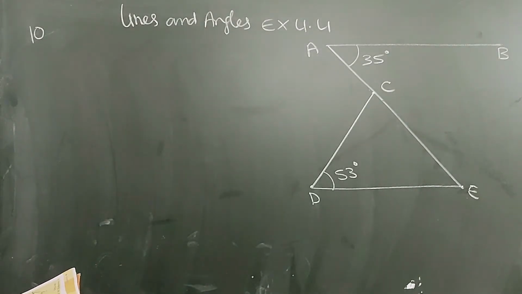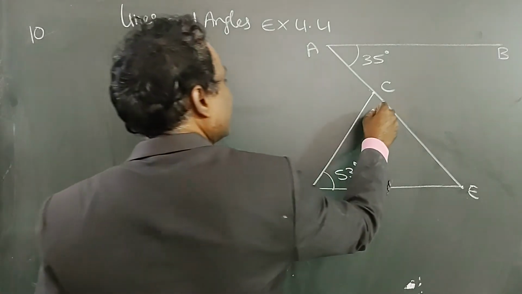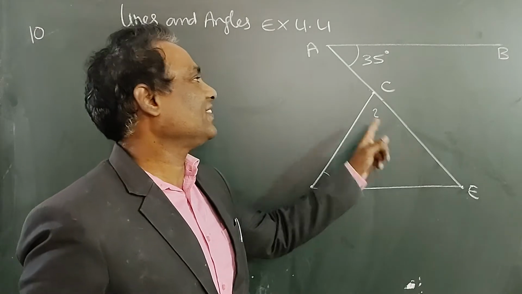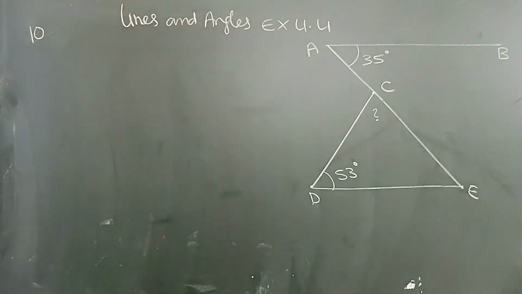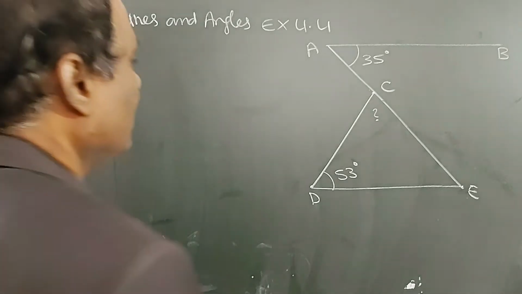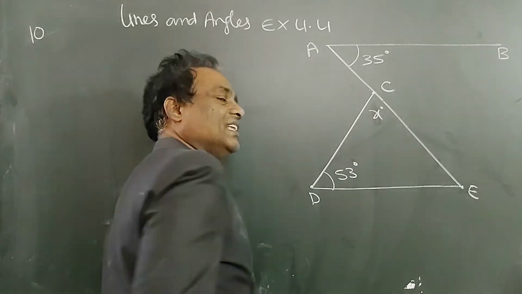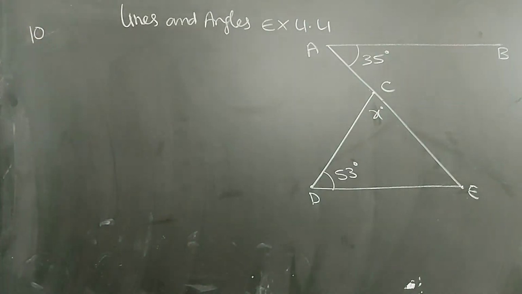Angle DCE. What is this angle? This angle we have to find. Say, for example, X. That X we have to find. DCE we have to find. Carefully observe the figure and read the question. What is the given condition?